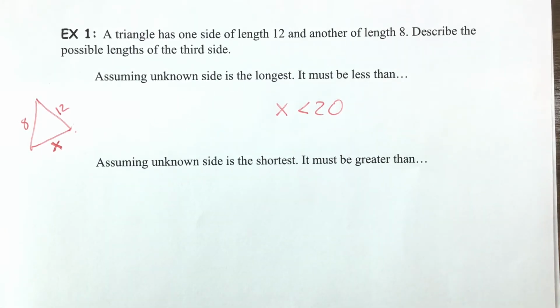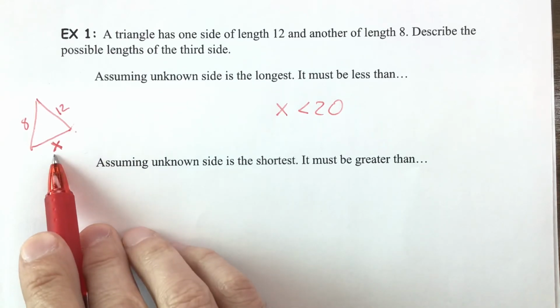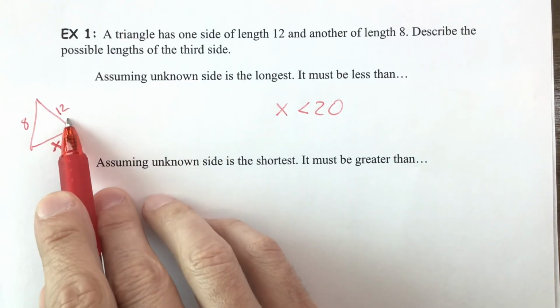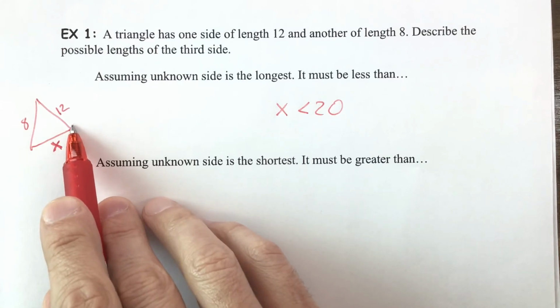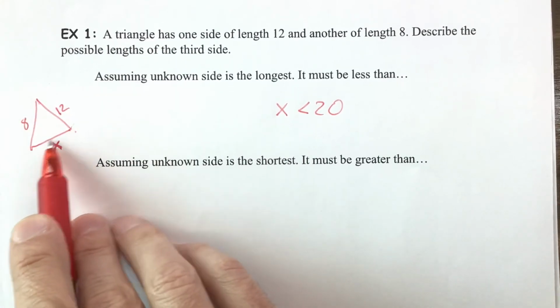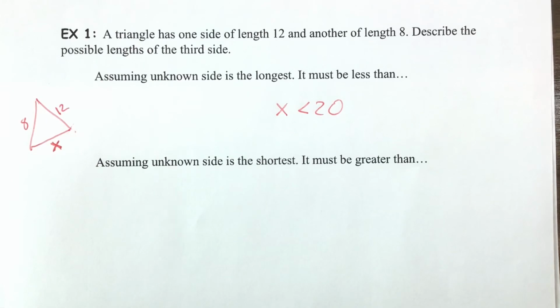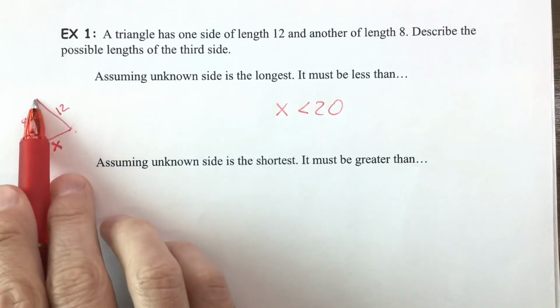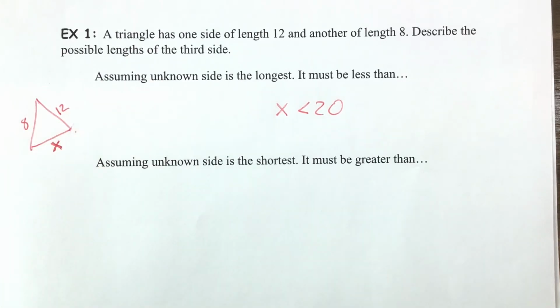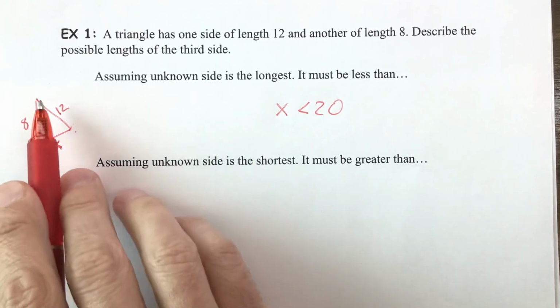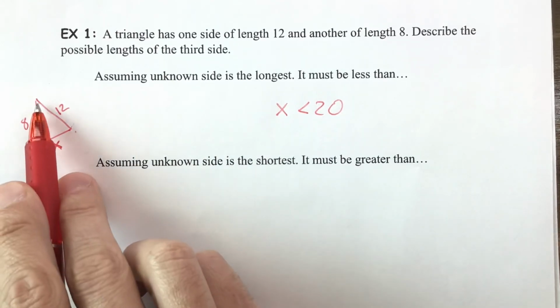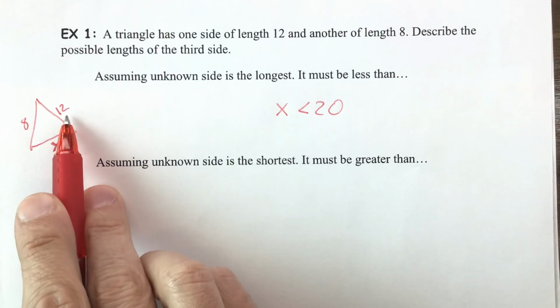Assuming that the unknown side is the shortest, it must be greater than a certain value. If we assume that x is going to be the smallest one, that would mean that 12 is the greatest. 12 would be the longest one. Therefore, if we take 8 and x together, they would have to add up to something greater than 12, because 12 is going to be the straight shot distance, which would be the shortest distance between these two points. So 8 plus x has to exceed 12.